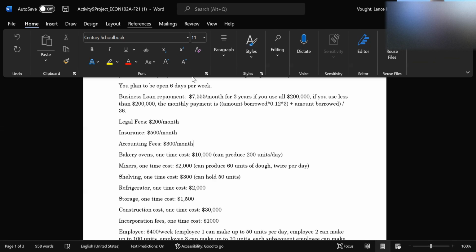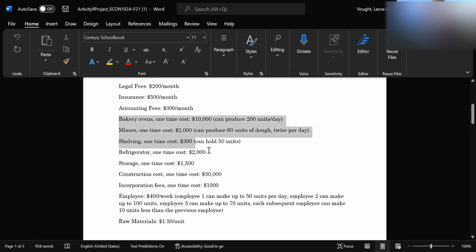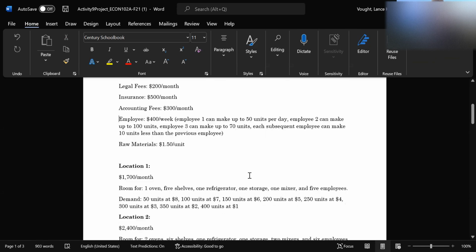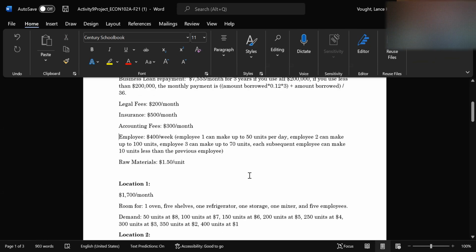Once you do that, all of these costs you don't have to worry about anymore. You do have to worry about the productivity associated with them, but you don't have to worry about building them into your production function anymore in terms of adding them in, because they're part of the loan.